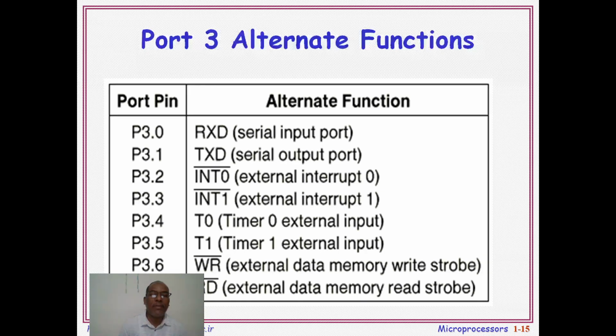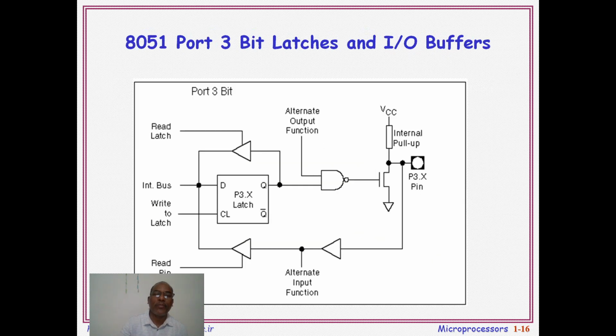Then P3.2 is INT0 bar, external interrupt 0, and P3.3 is INT1 bar, external interrupt 1. P3.4 is T0, timer 0 external input, P3.5 is T1, timer 1 external input, P3.6 is WR bar, external data memory write strobe, and P3.7 is RD bar, external data memory read strobe.